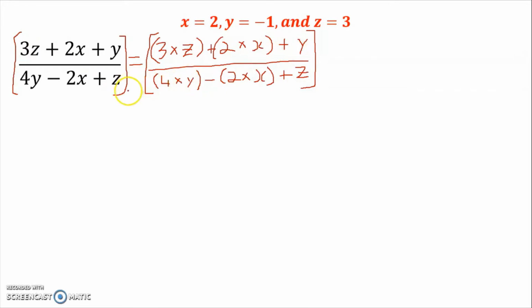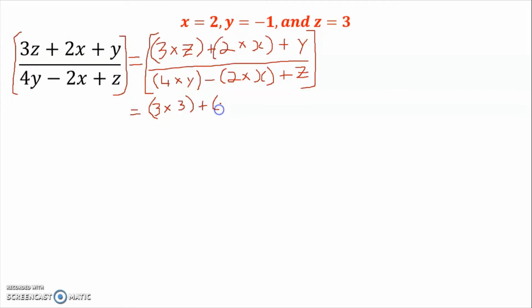So what we have to do now is substitute the values. Wherever we have z, we put positive 3. Wherever we have x, we put positive 2, and wherever we have y, we put negative 1. So we get 3 times z, which is 3, so that's 3 times 3. Put that in brackets for ease of calculation, plus 2 times x.